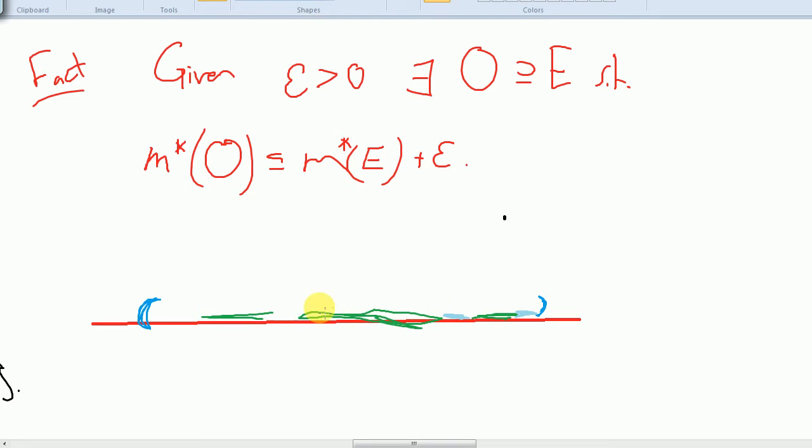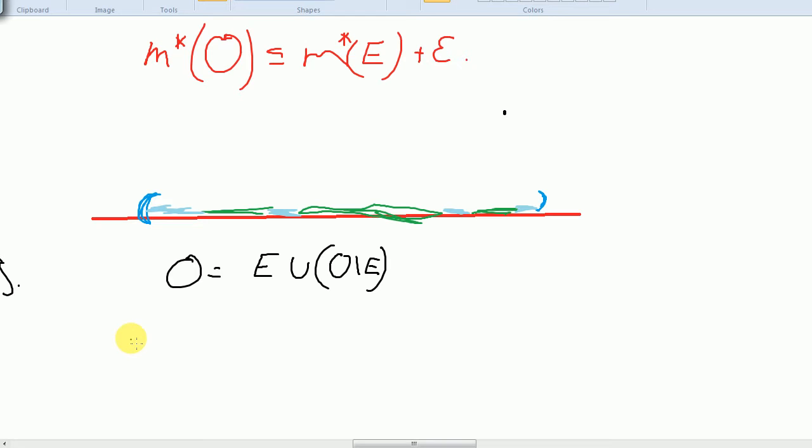And here's something that would be true if we were in a measure. We know that for sure O is equal to E union the complement of E in O. That's just by the fact that E is a subset of O. Now if the outer measure were a measure, a real one, then this would be additive. So the measure of O would be equal to the measure of E plus the measure of O minus E, or the complement of E in O.